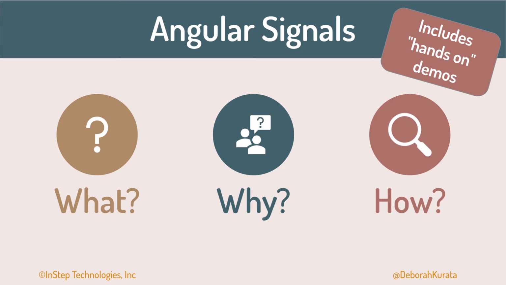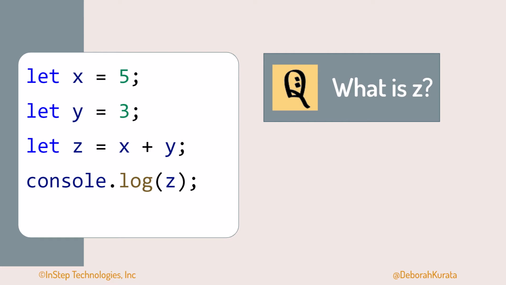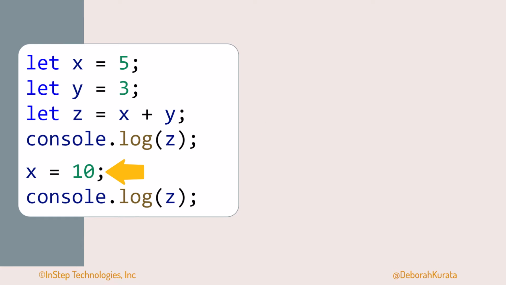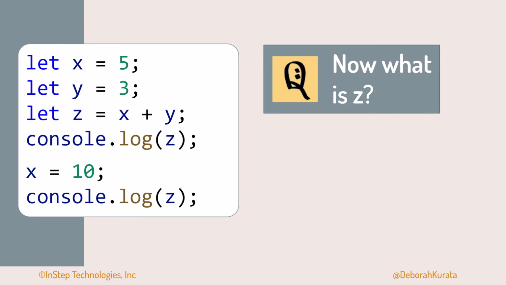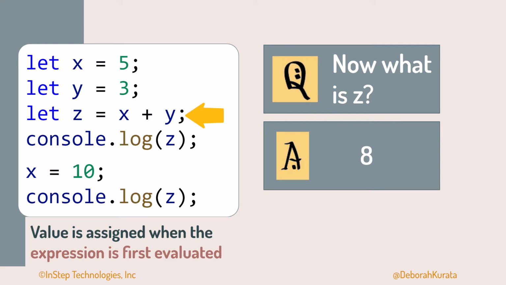We'll start with the why. Let's say we are building a feature to do some simple math. Here we set x equal to 5, y equal to 3, and z equal x plus y. So what is z? Well, if your arithmetic is anything like mine, I come out with 8. But what if we then change x to 10? Now what is z? If you said 8, you are right. The value of z is assigned when the expression is first evaluated. It does not react to changes in x or y.